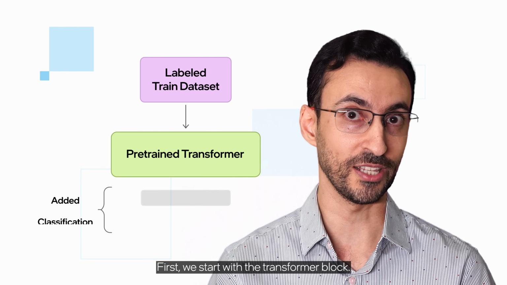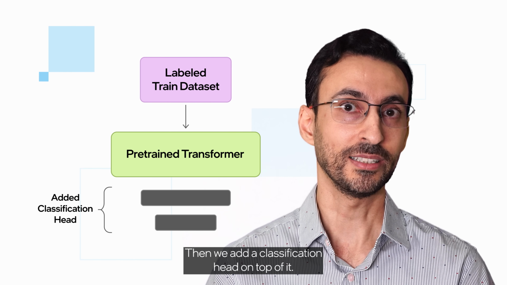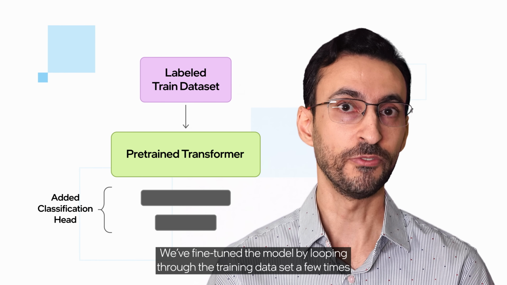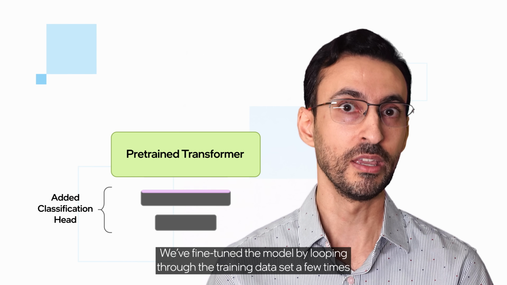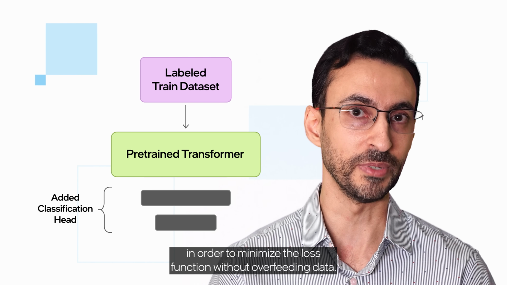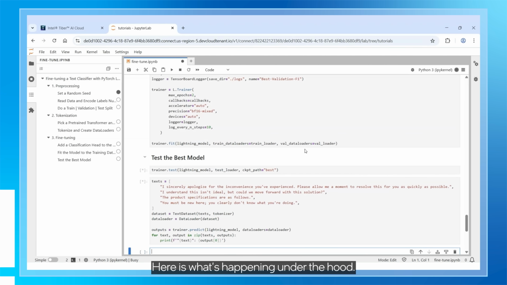First, we start with the transformer block. Then, we add a classification head on top of it. We fine-tune the model by looping through the training dataset a few times in order to minimize the loss function without overfitting data. Here is what's happening under the hood.